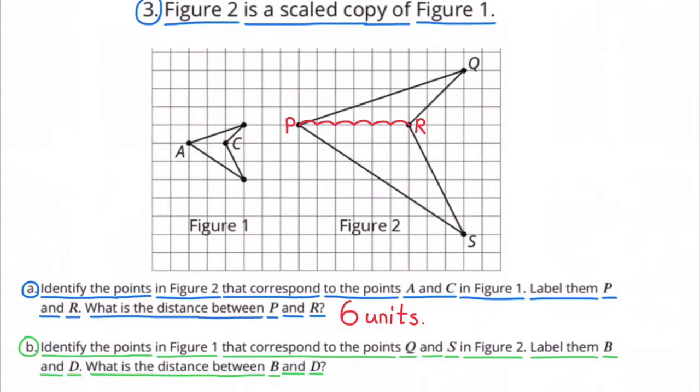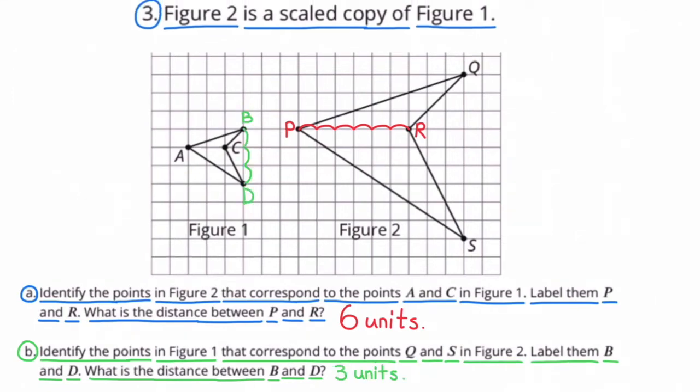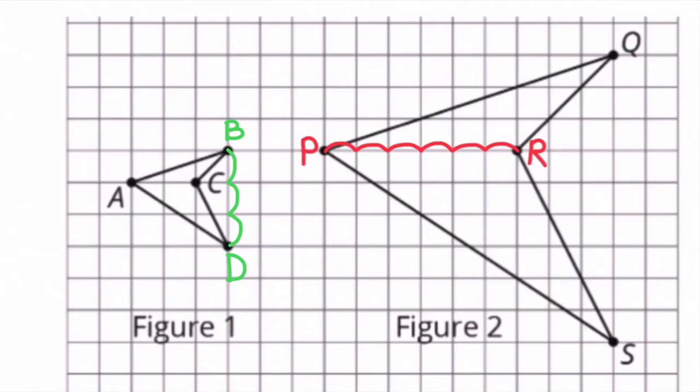B. Identify the points in Figure 1 that correspond to the points Q and S in Figure 2. Label them B and D. What is the distance between B and D? Here are the points B and D that correspond with points Q and S. The distance between B and D is 3 units.